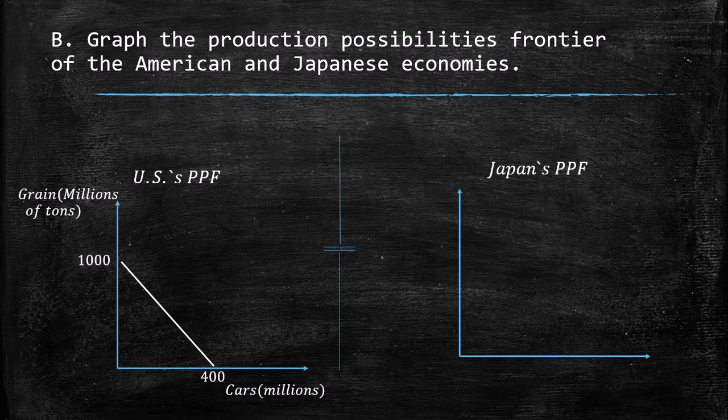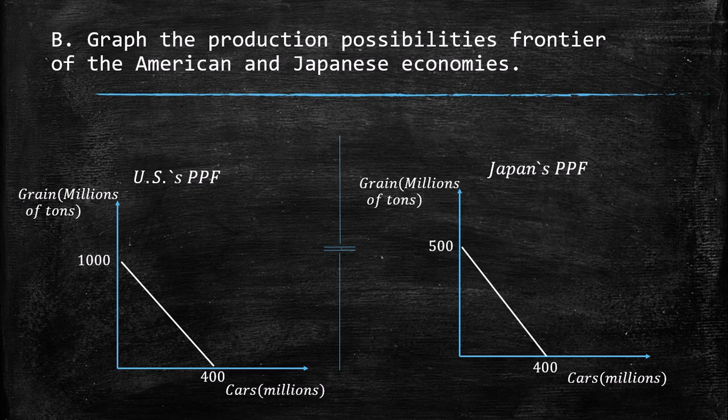On the other side, we have Japan's case. We have again the same axes, and the cars are still the same because there are four cars per worker and there are 100 million people. On the other side, we have 500. Why? Because each worker produces 5 tons of grain per year times 100 million. We have as a result 500 million tons of grain if all of Japan produces just grain. So this is part B.